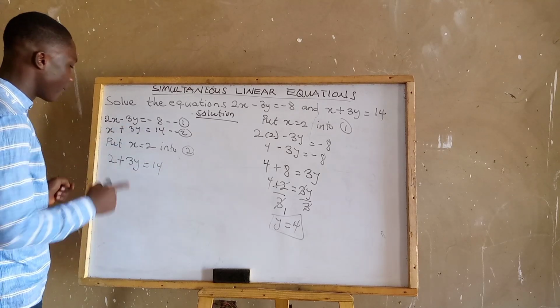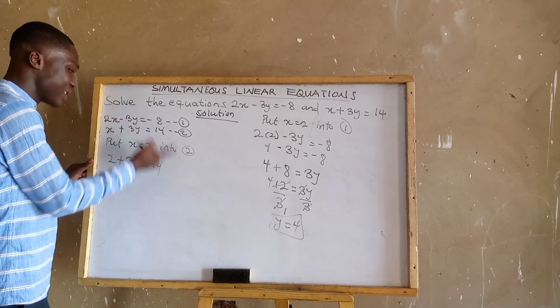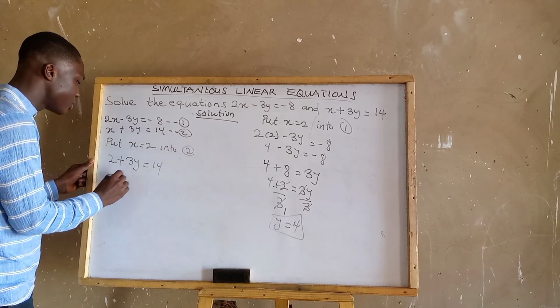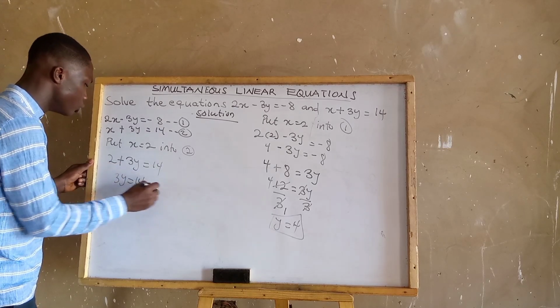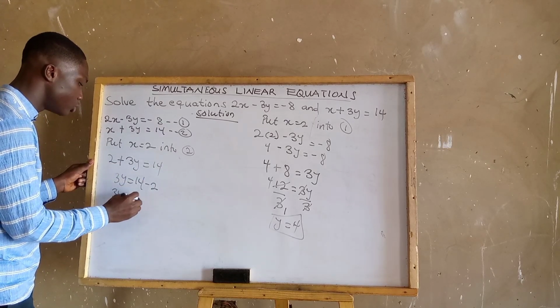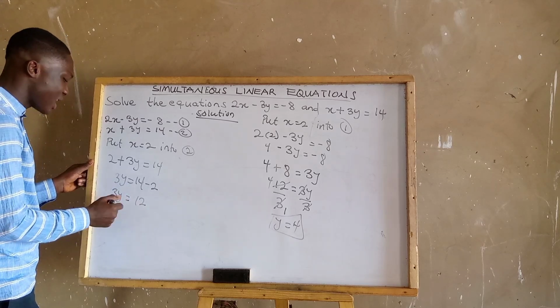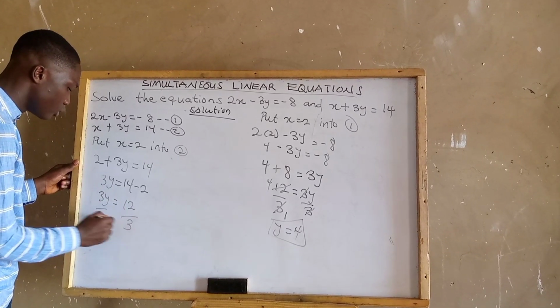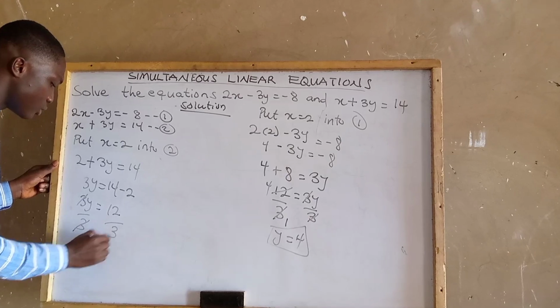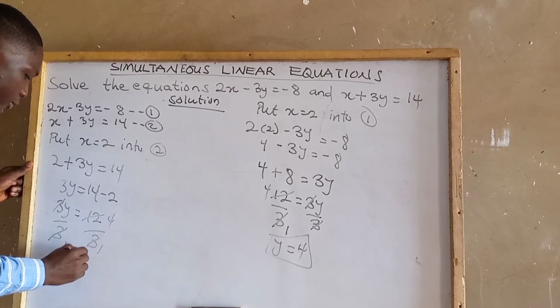Let's find the value of y. So you transpose 2 to the right hand side. You get 3y is equal to 14 minus 2. 3y is equal to 12. Let's divide both sides by 3. So you have y is equal to 4.